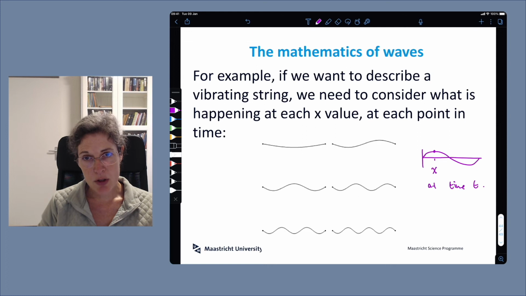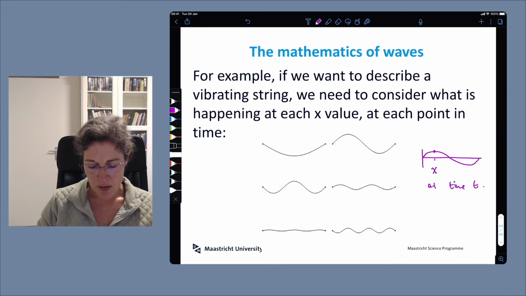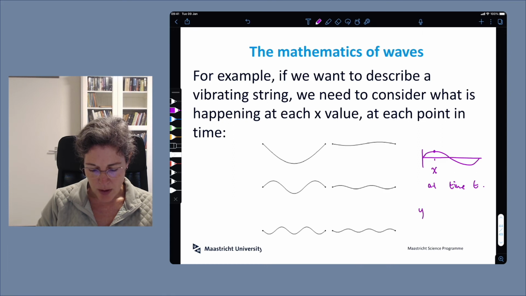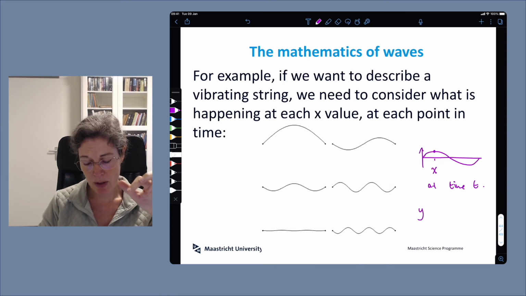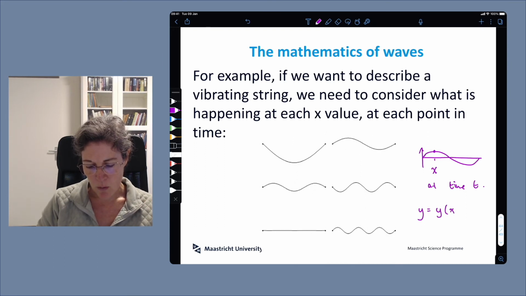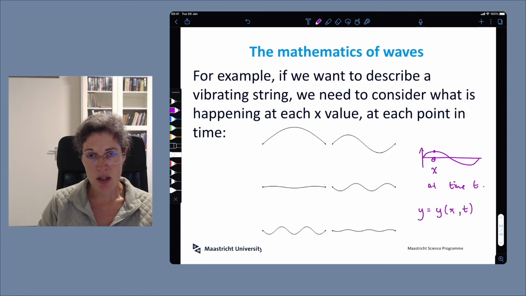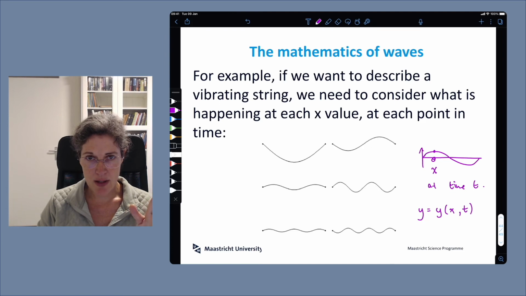So any description that we have is going to describe our y value. So the height that we've moved away from equilibrium is going to be a function of where we're looking and when we're looking. So we really have two variables that we need to consider. We need to consider the x value and the time.